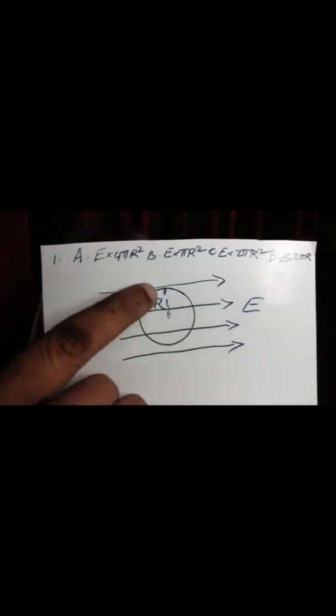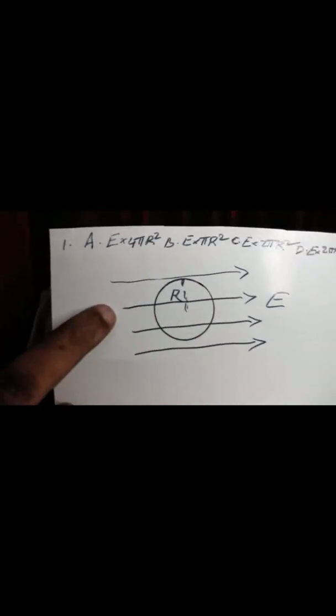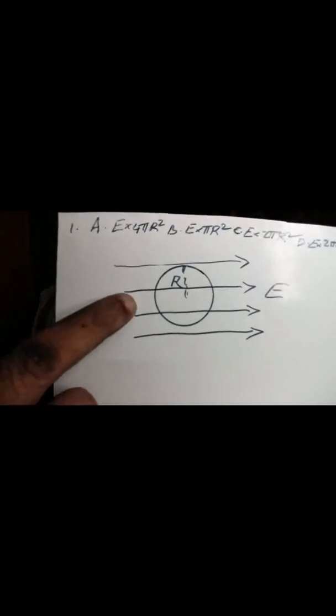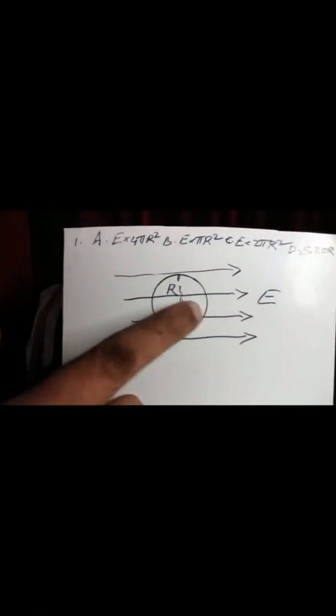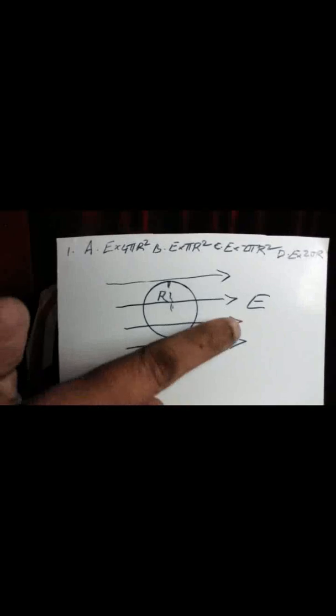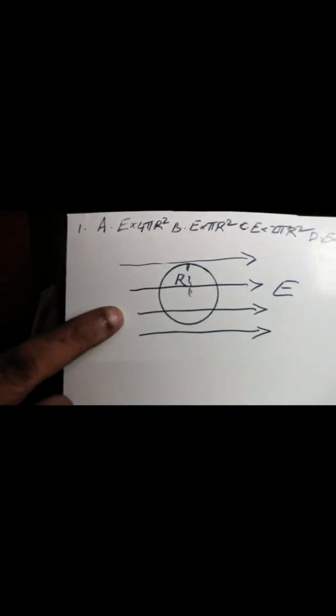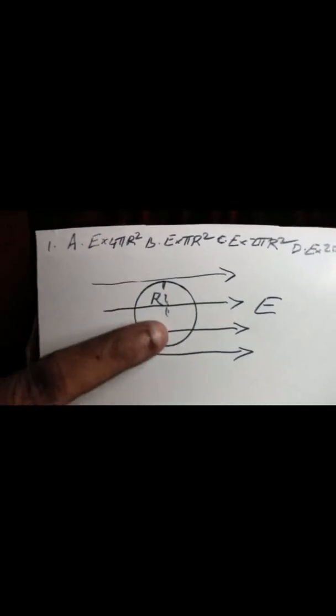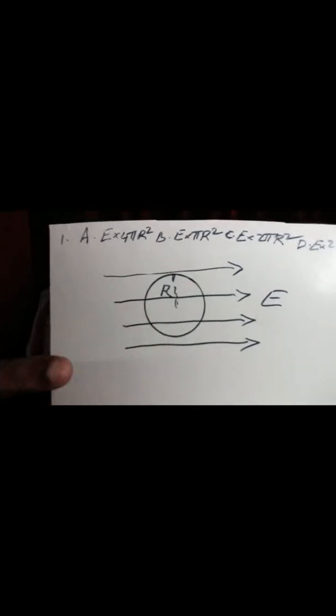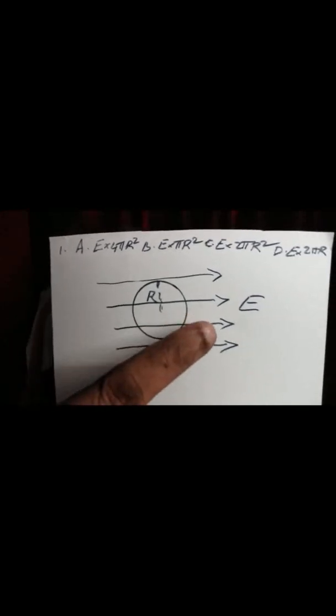This is a spherical surface of radius capital R. This is imagined to be present in a uniform electric field of intensity E. What is the total flux entering the spherical surface or leaving the spherical surface?